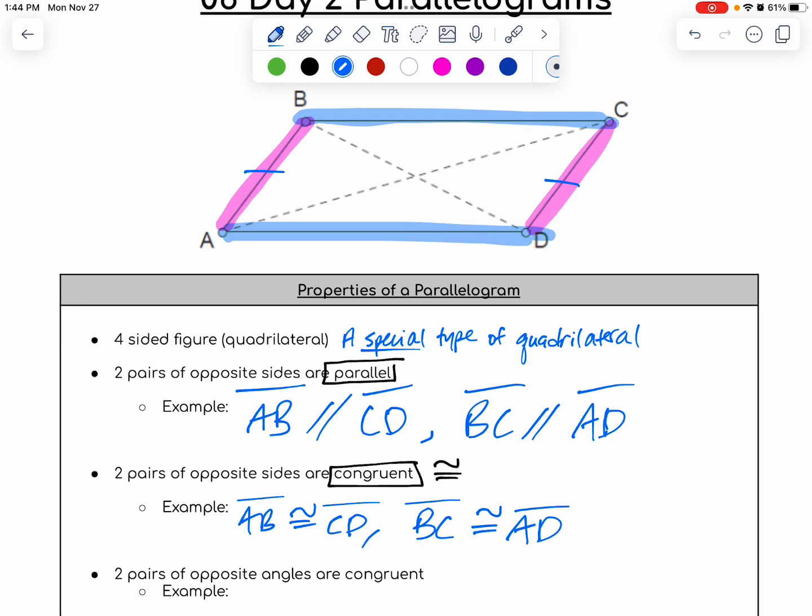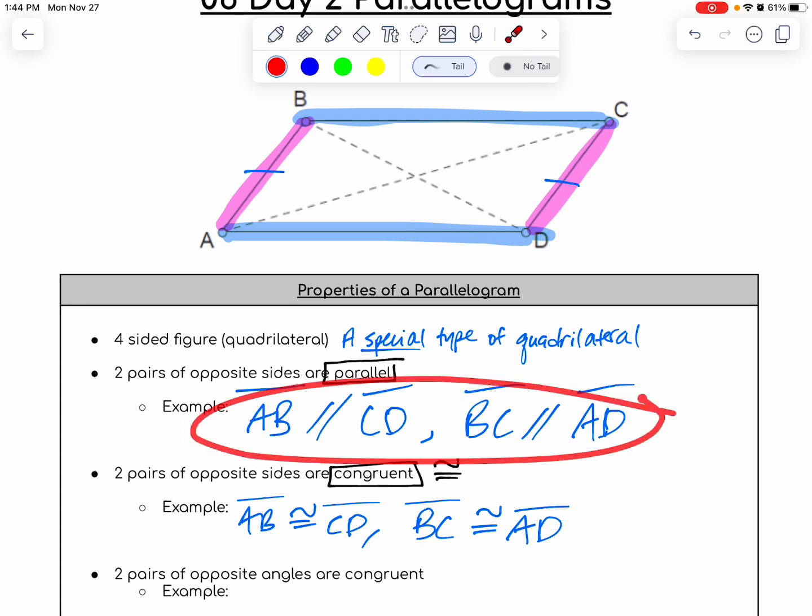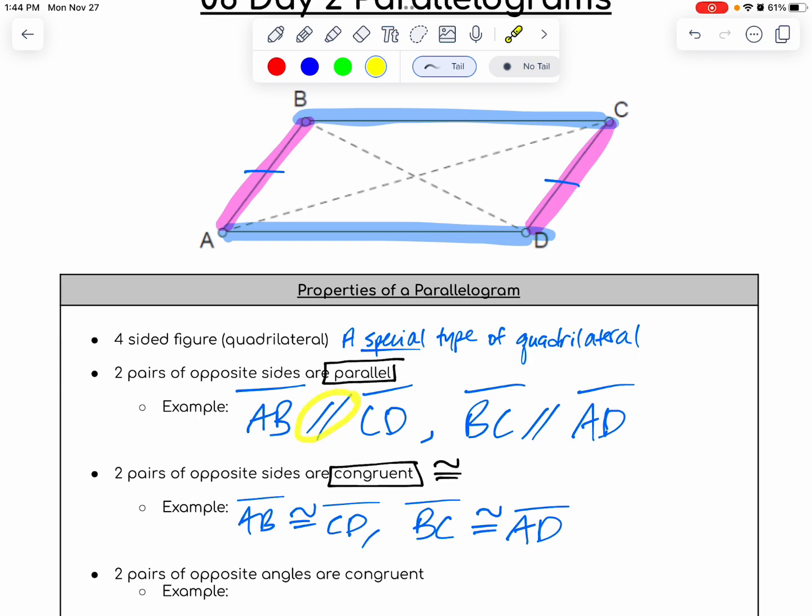And yeah, these look exactly the same as what I wrote here. But notice the difference. Here's one difference. This is a parallel symbol. This is a congruent symbol. So just be really careful. Don't confuse those. Parallel means they go the same direction, like railroad tracks, they don't touch. Congruent means they have the same length if you are measuring them with a ruler.